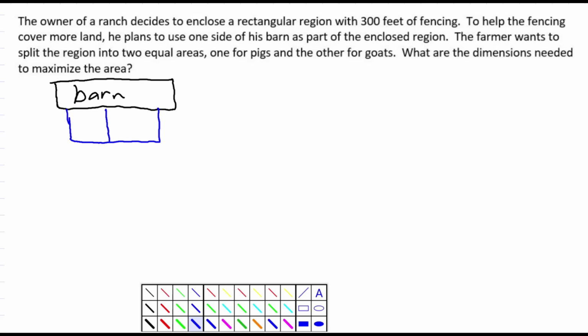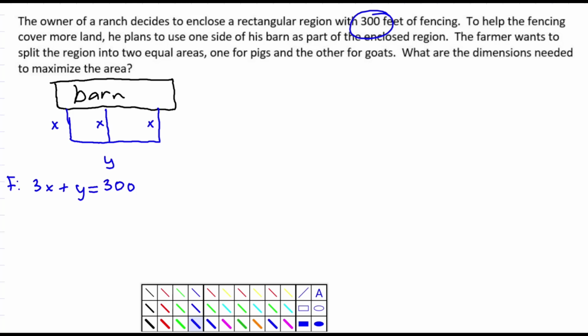All right. Hopefully you labeled your sides. I'm going to call these x. Those are all the same. And my other side will be y. So we know that 3x plus y has to equal, and in this problem they said 300 feet of fencing. So we got 300. Okay, so that's just for our fencing.